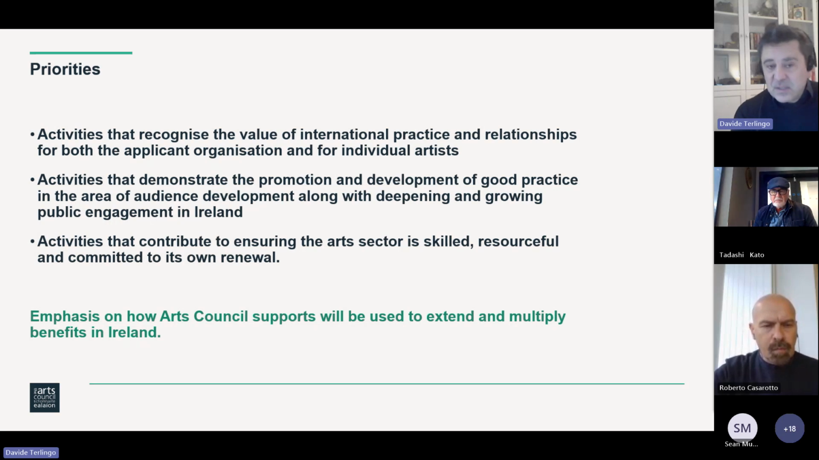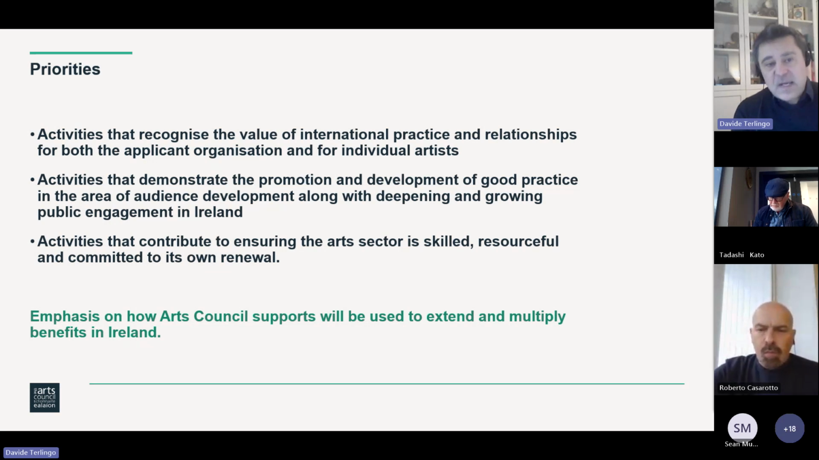But in addition, and in complement to these particular aspects of the co-funding, as part of all the funding processes we run at the Arts Council, we really want to prioritize activities that demonstrate the promotion and development of good practice in the area of audience development, along with the deepening and growing of public engagement in Ireland. Therefore, how the international and the national will combine together to benefit the arts community and the public in Ireland. It's quite important, of course, because that's the remit of the Arts Council.